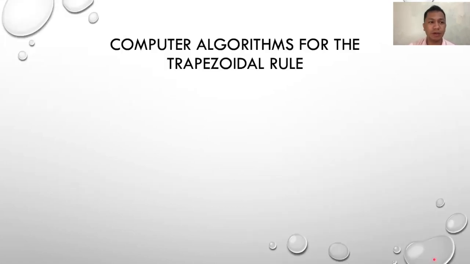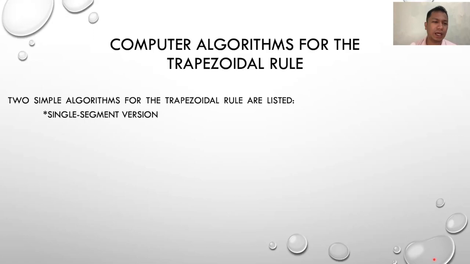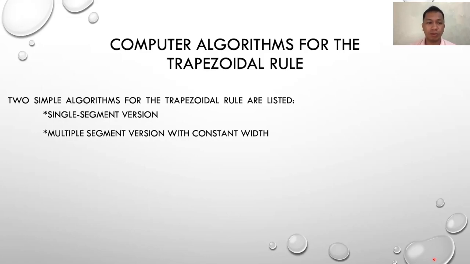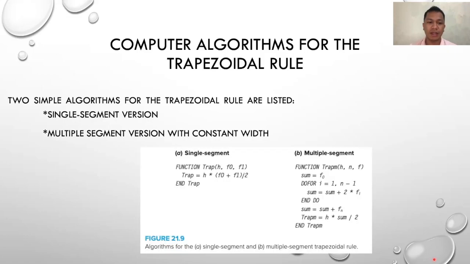Now, we will proceed with the computer algorithm for the trapezoidal rule. So there are two simple algorithms for the trapezoidal rule. These are the single segment version and the multiple segment version with constant width. And this is the program. So in A, you will see the single segment version, and on letter B, this is the multiple segment version.